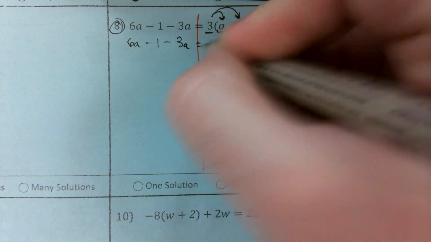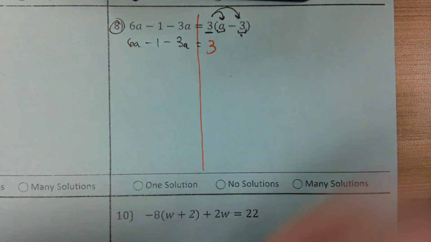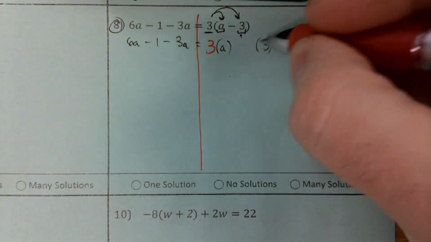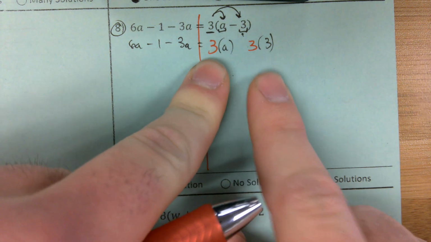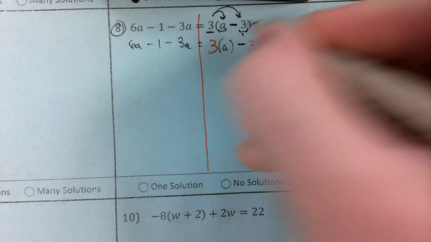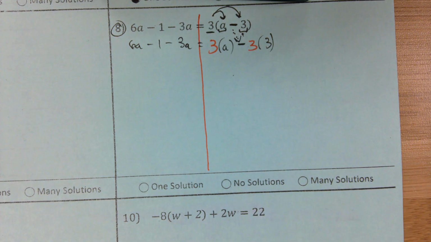Left side stays the same. 6a minus 1 minus 3a equals. And now we have 3 times a. And we've got 3 times 3. Now, what sign do we want to go in between these two things? A minus sign, because that's the sign we have in between in our parentheses. This minus sign just comes right down.